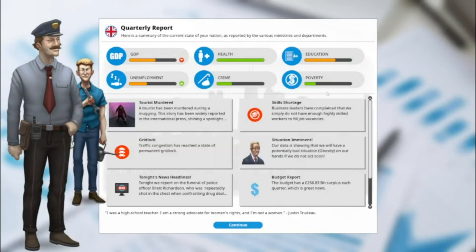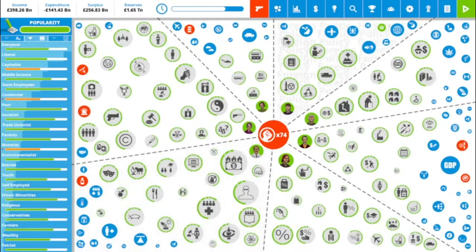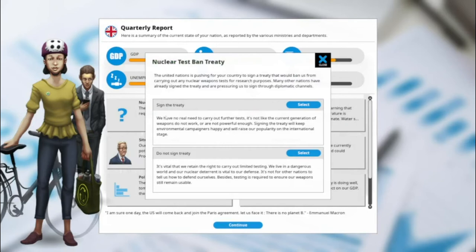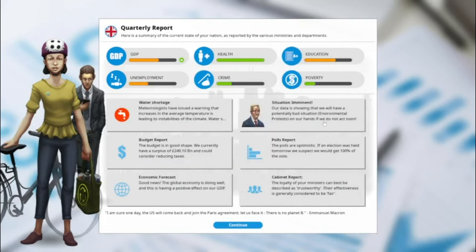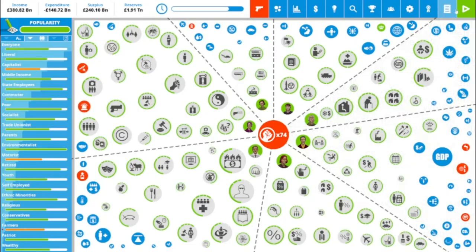Tourist has been murdered. Brr. Gridlock and the skills shortage. We're not going to change anything though. We shouldn't need to if this cheat works. Sign the treaty. Environmental protests are coming. The global economy is doing well. We're still on to 100%. Took a little while to get there, but we're not shifting, are we?